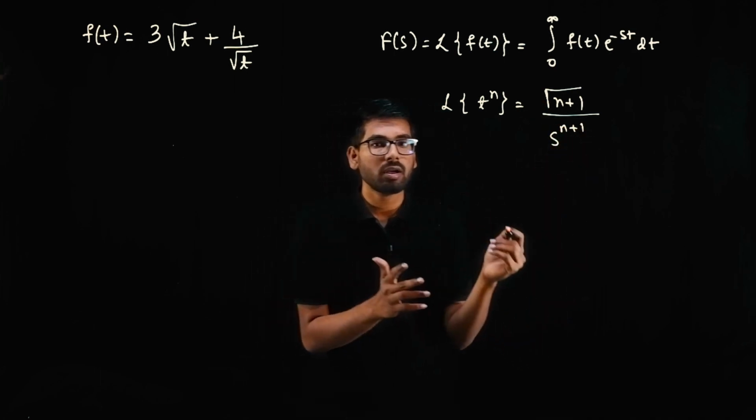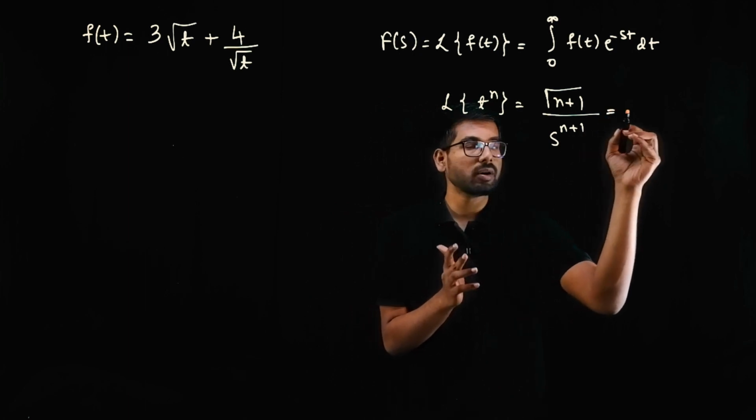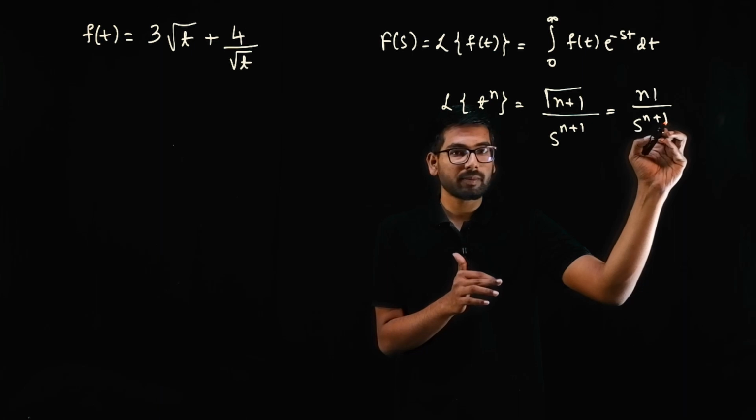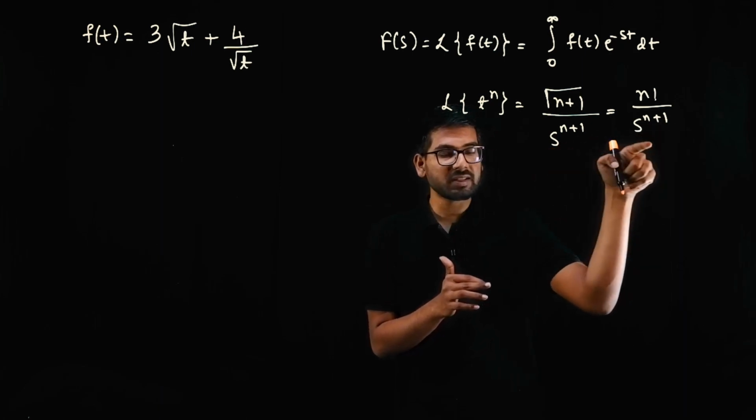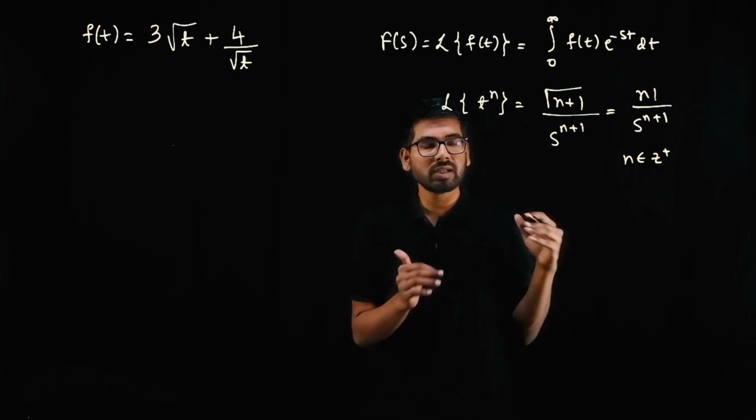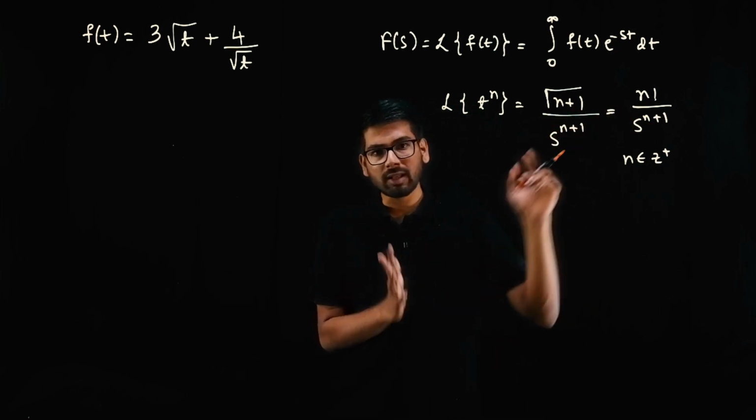Or more popularly known as n factorial by s power n plus 1. This is the general formula. This is the specific formula when n is a positive integer. If n is 1, 2, 3, 4, gamma of n plus 1 is actually n factorial.